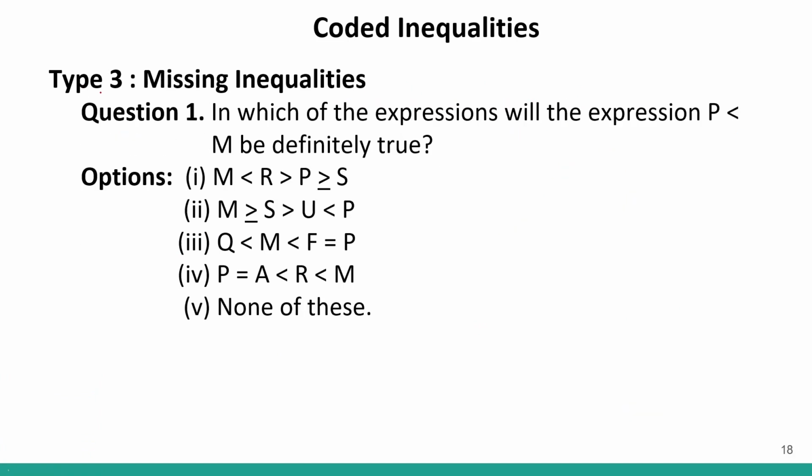Then we have type 3 missing inequalities. Type 3 missing inequalities. So we have to find which of the following expressions will make P is less than M. So P is less than M has to be definitely true. So we will move from bigger to smaller. Correct? Bigger door to smaller door.